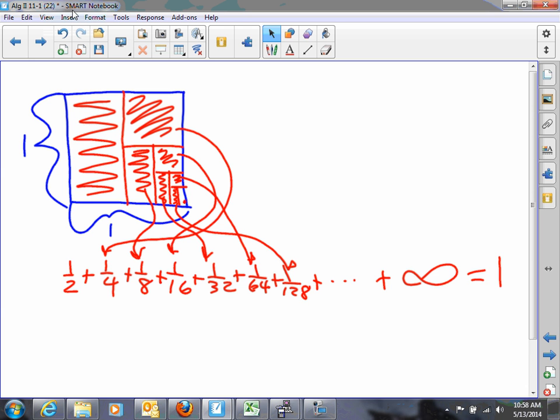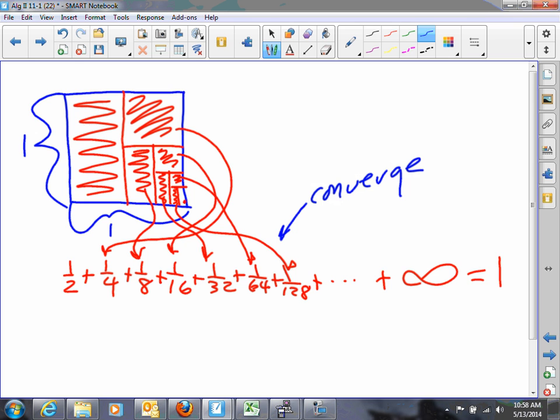Actually, by the time we get finished here today, we're going to say that the sum of this to infinity is 1. And so what we say is that these kinds of series converge to a value. In other words, they squeeze in on a value, they get closer and closer to the value, they don't go anywhere else. Now, if a series doesn't converge to a particular value, we say that it diverges.